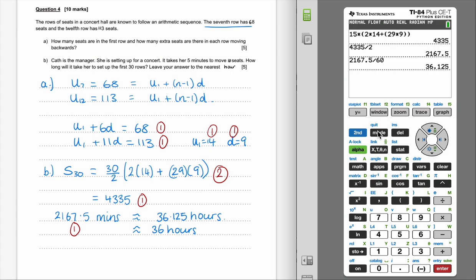So some sort of calculation in terms of working out the number of chairs based on that 5 minutes per 10 seats. Maybe you divide it by 10 times by 5. Maybe you just divide it by 2. It's up to you. There is 1 for correctly working out the number of minutes or hours. And then there is 1 for working it out to the nearest hour, which is what was asked.